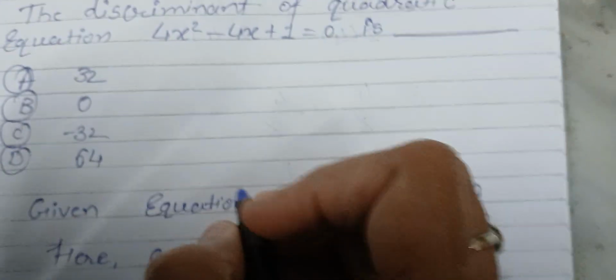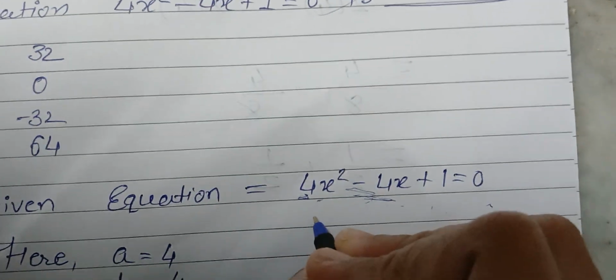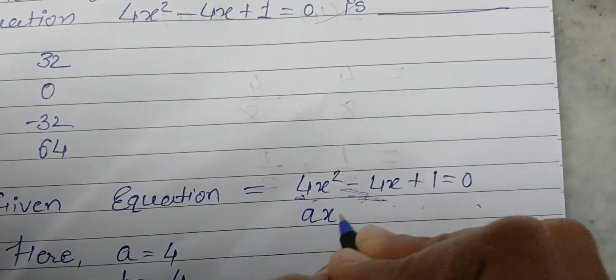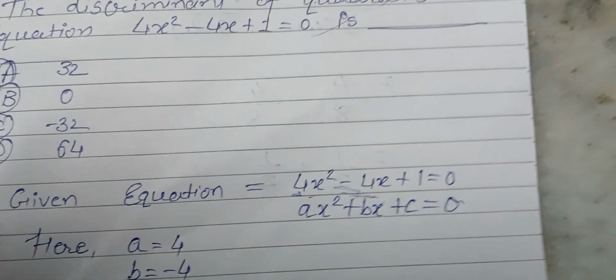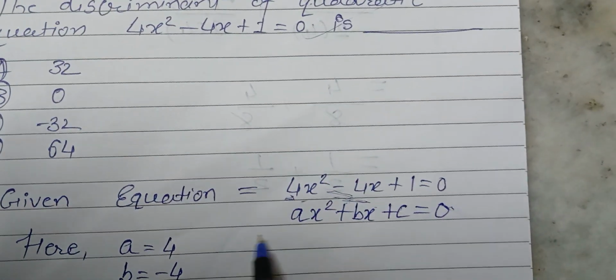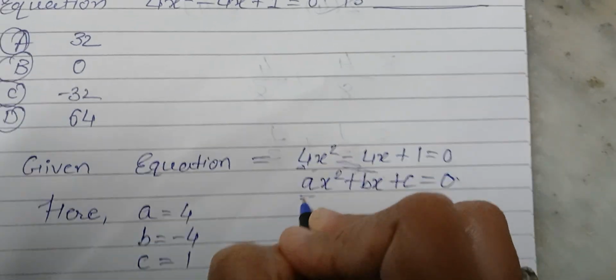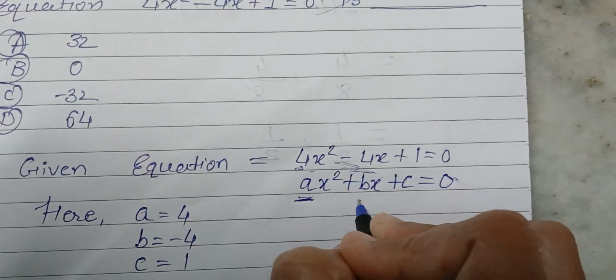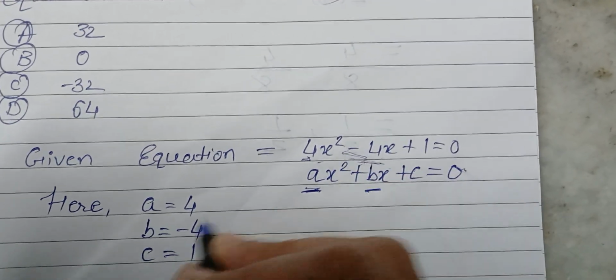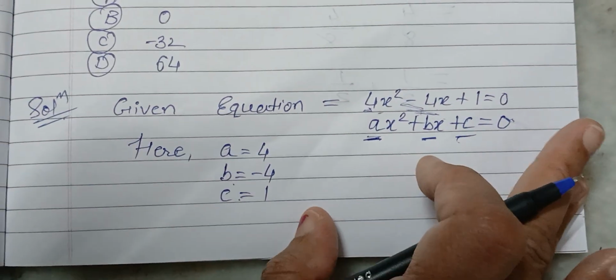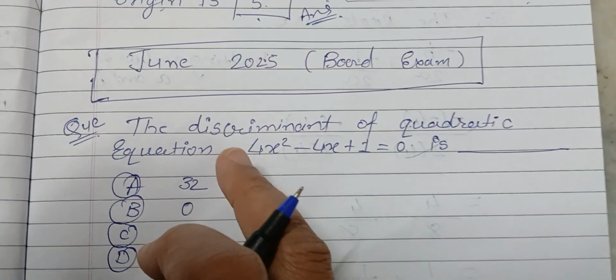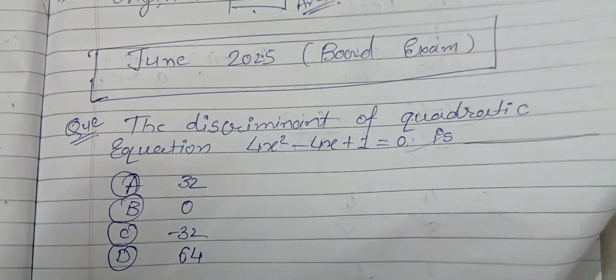For example, if I write down the standard quadratic equation ax square plus bx plus c is equal to 0, this is our quadratic equation. So here if we compare, a is equal to 4, b is equal to, with the sign, minus 4 and c is equal to 1. So now we have a, b and c value. And the question asks us to find out the discriminant of the quadratic equation, right?